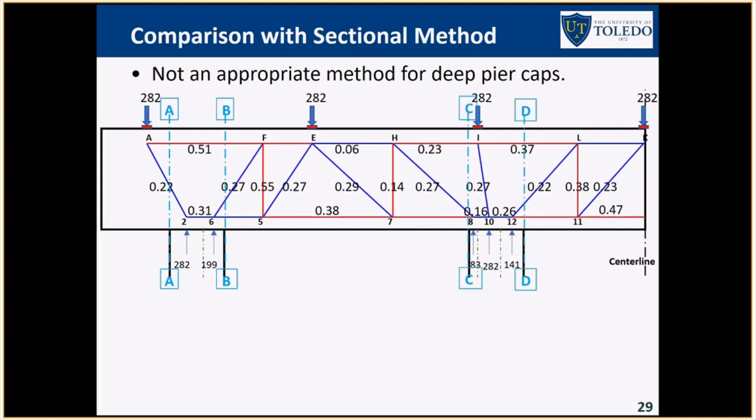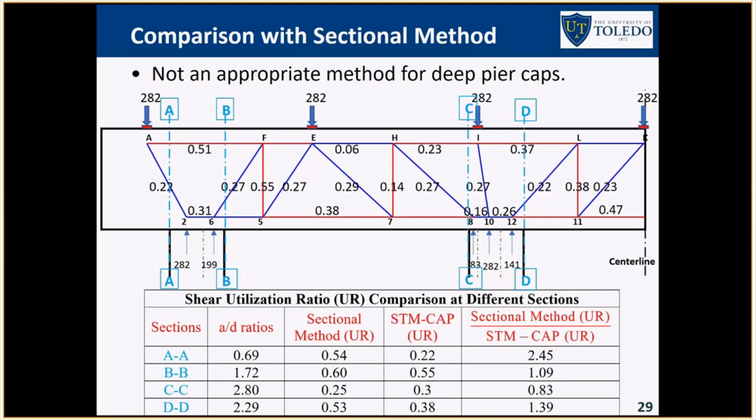For the sectional method, we determined some critical locations. In this example, I'm showing just one of them: A, B, C, D. And then we created the utilization ratios. The smaller the utilization ratio, the more capacity you have. If you look at the ratios, in this case, it's 2.5 times larger utilization ratio. So if you analyze section AA using the sectional method, you would find that it fails much earlier than the Strut-and-Tie method. And I'll show you a global plot in the next slide.